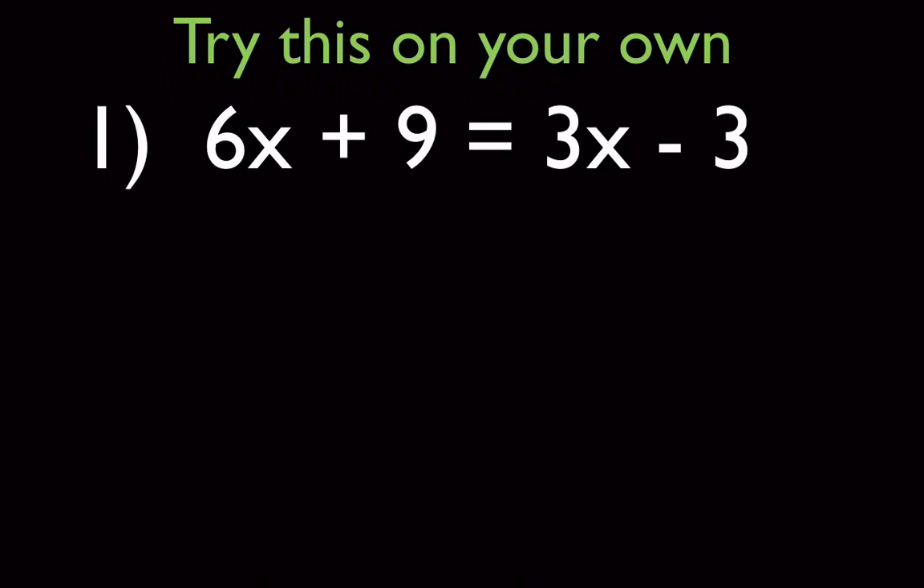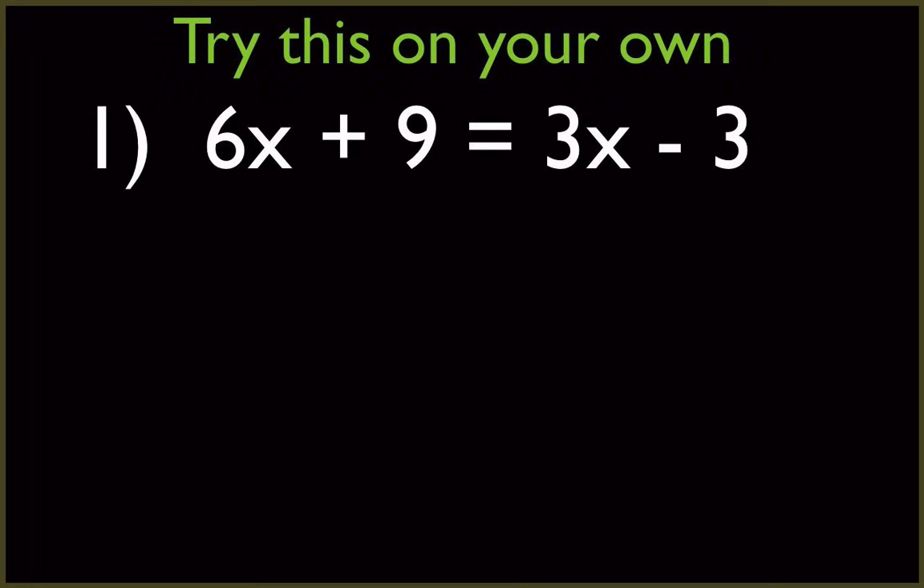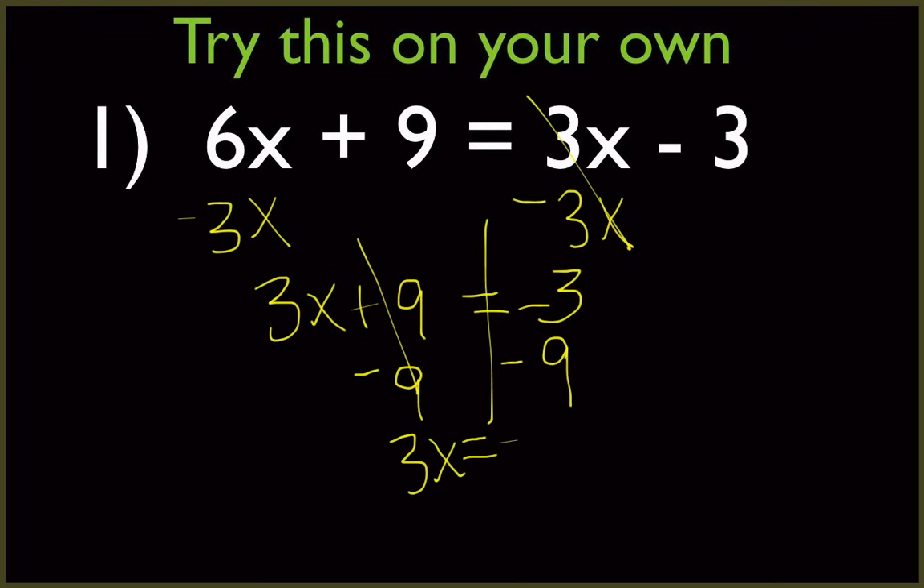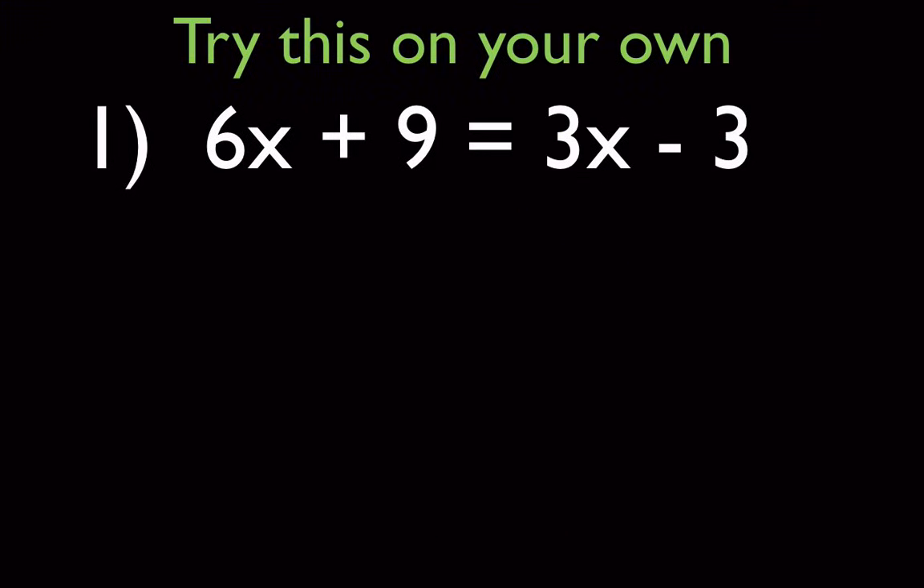Go ahead and go over this problem. So the first thing I'm going to do is subtract 3x because 3 is less than 6. That's going to leave me with 3x plus 9 equals negative 3. Okay, now I'm going to subtract 9 from both sides. And I'm going to get 3x equals negative 12. Dividing by 3 on both sides, I get x equals negative 4.